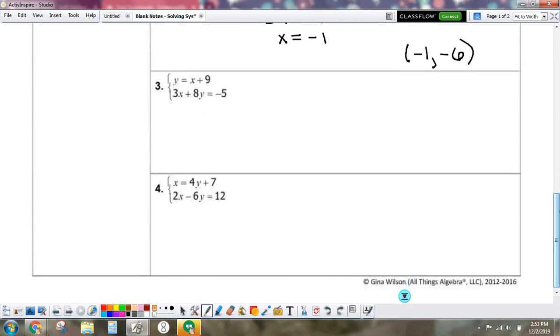Okay, so same idea for number 3. We already have a y here, so I can plug this in for x, plug this in for y into our other equation, 3x plus 8. And then I'm plugging in, this is just being plugged in here, so x plus 9 equals -5. This first step is to distribute.